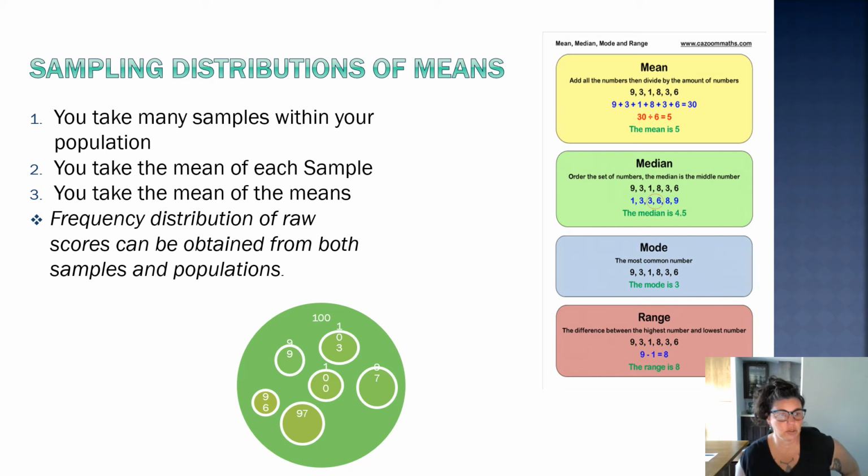What we do is we take multiple samples within the population, and then with each one of those samples we take our mean, and then we take the mean of means. And what happens is that mean of means from that variety of samples is often very close to the actual mean of the entire population.